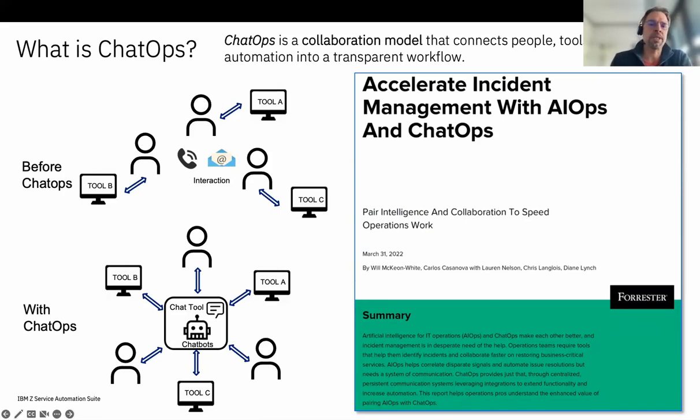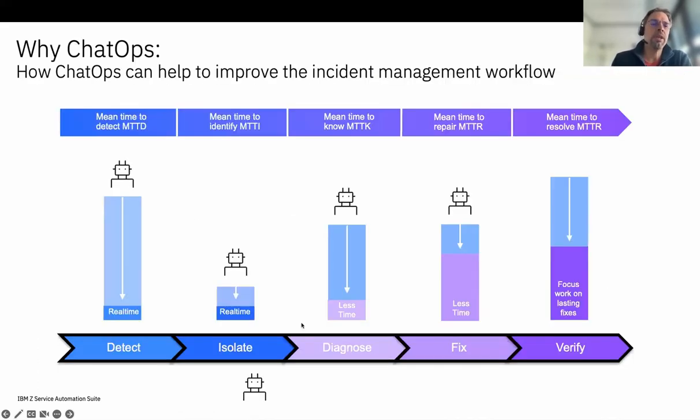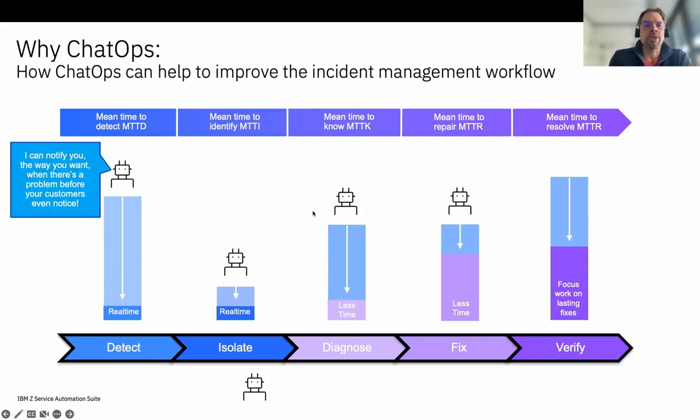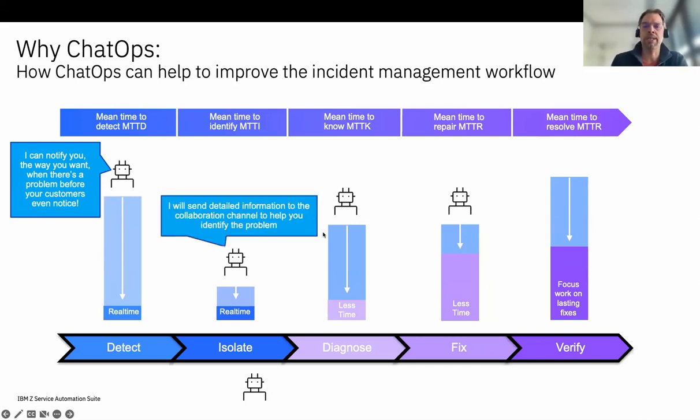Also, for example, here's a Forrester report talking a lot about how you can increase and accelerate incident management with AIOps and ChatOps. And so how can this help to improve the incident management workflow? For example, a chatbot can notify the team in a chat tool, and this of course can reduce the time to detect an issue. The chatbot can include detailed information about the incident in the chat channel. So this helps to reduce the time needed to identify and to analyze the issue.